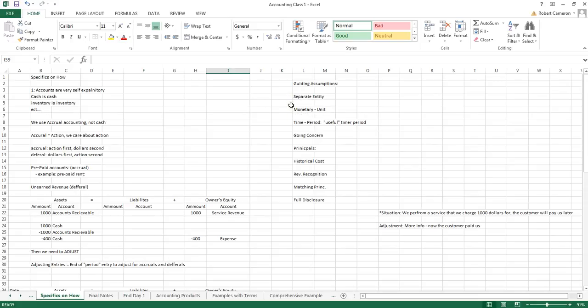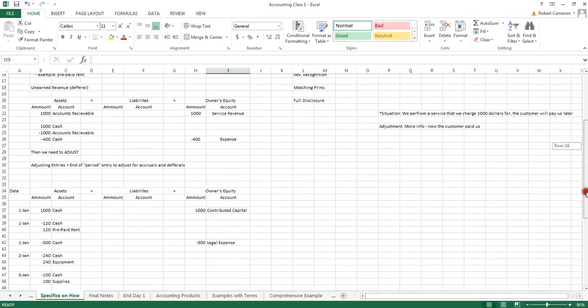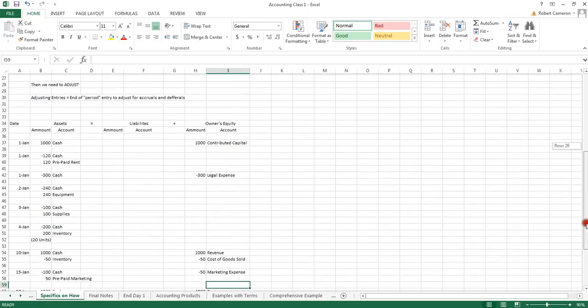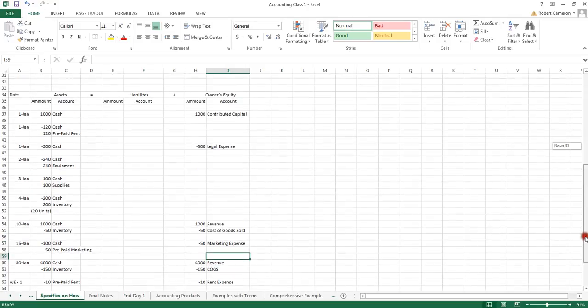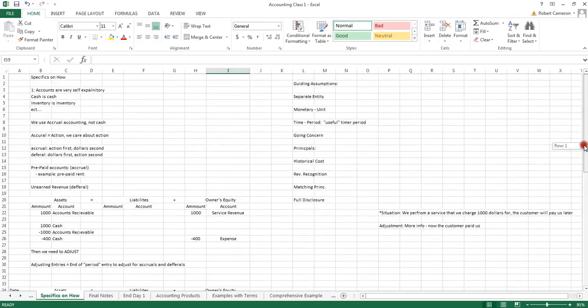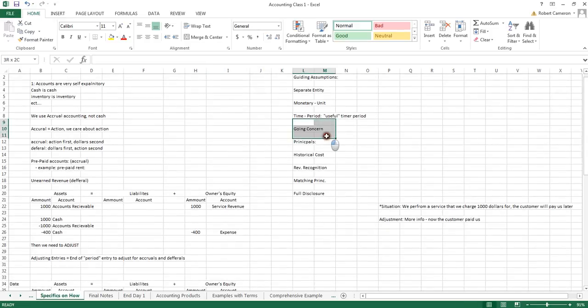Monetary unit, we've been recording everything in dollars. Time period, we've been keeping track of time because eventually we're going to make financial statements, and we're going to get into that next session. Those will be split up into time periods. Going concern, we're not worrying about this company going out of business. We're not acting like it will.